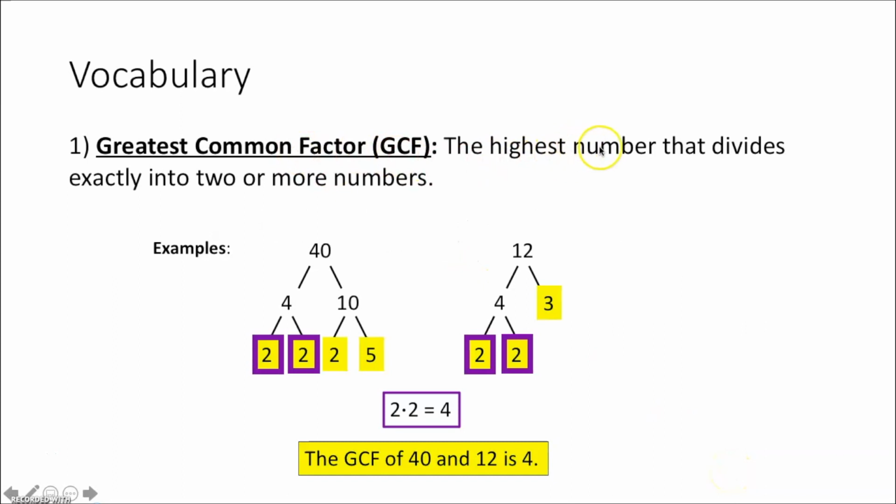First thing we're going to do is talk about the greatest common factor. That's the highest number that divides equally into two or more terms. So here you can see if we were to break down 40 and 12 into their prime factors, each of them has two 2's as part of their prime factors. Therefore, 2 times 2, 4 would be the greatest common factor of 40 and 12. That means 4 is the greatest number that divides evenly into both 40 and 12.